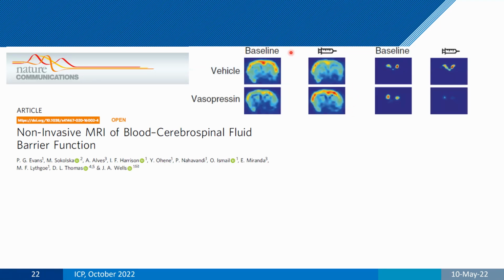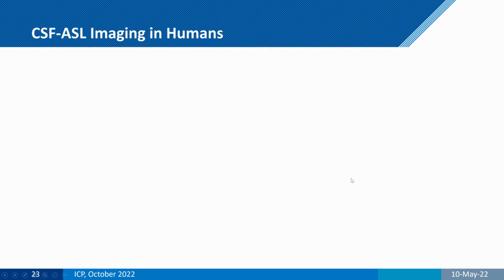So on the left side, you see your short echo time ASL, so perfusion imaging, and on the right-hand side, you see the long echo time ASL, showing the arrival of the ASL label within the CSF compartments, nicely showing here the ventricles.